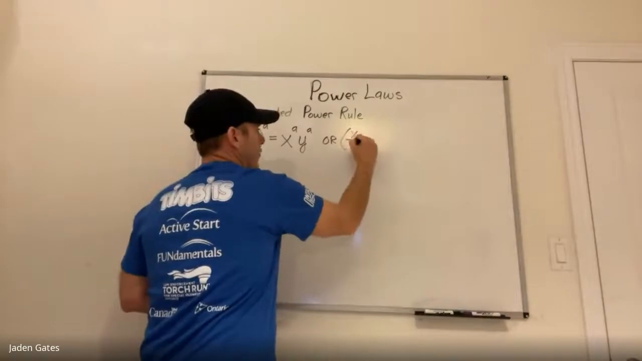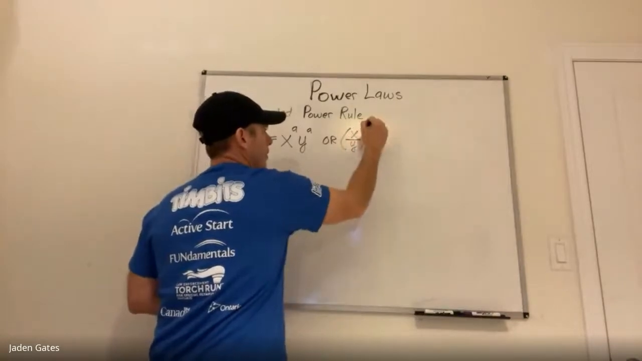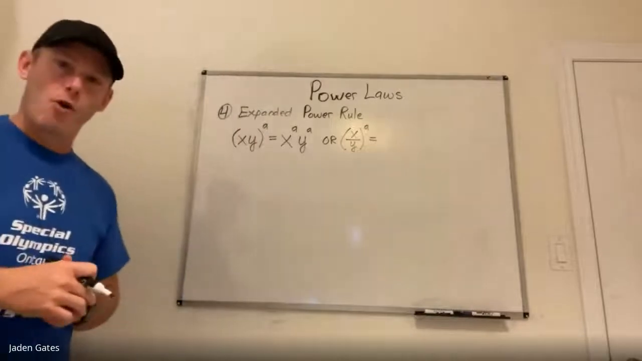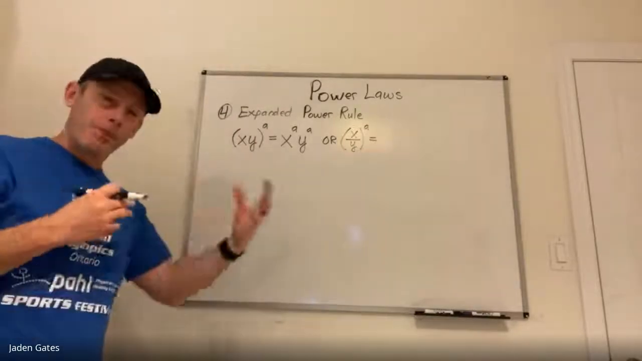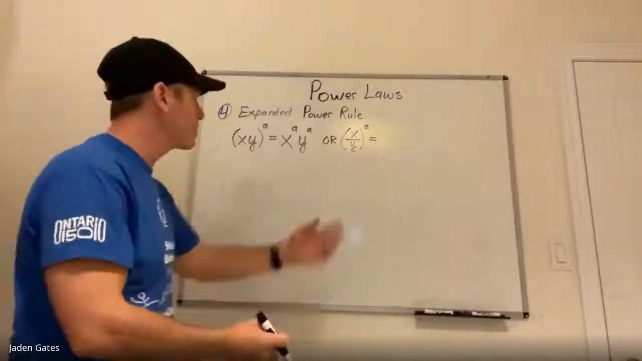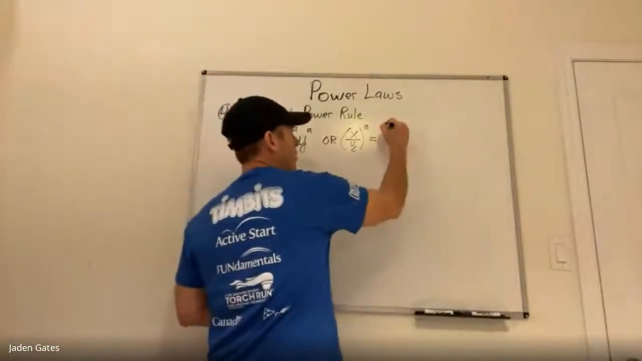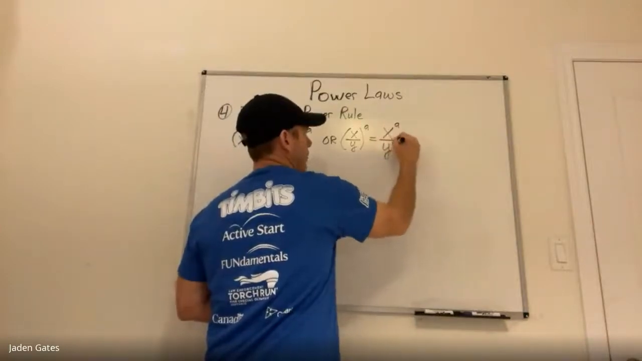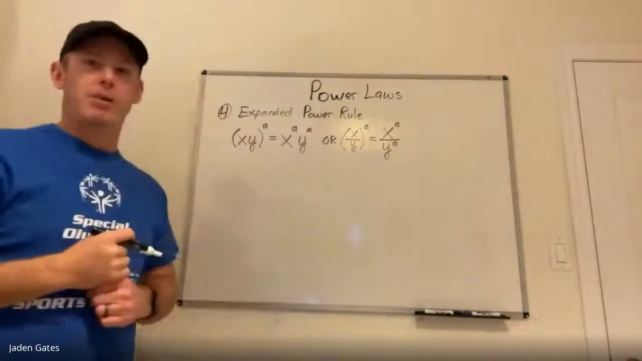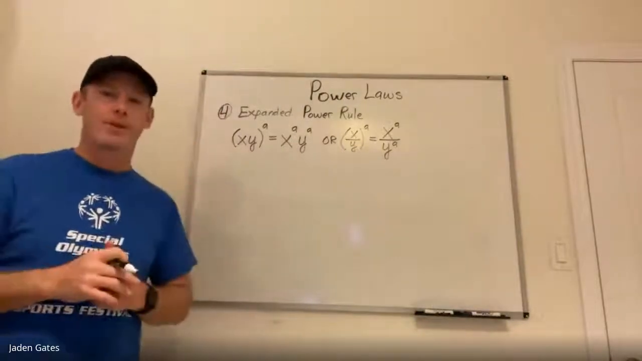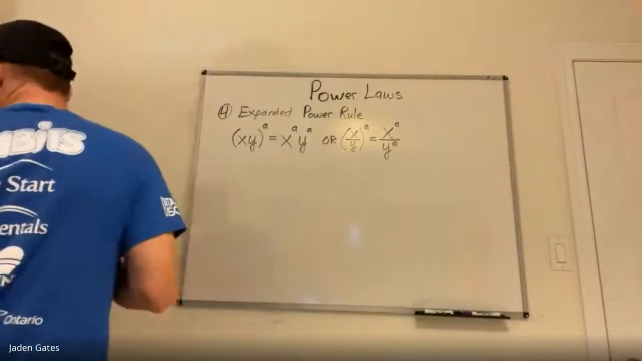Same idea if we have division. So say we have a fraction inside for our base. But again, two things are inside the brackets, so the exponent is going to be applied to both things. So I would have x to the power of a and y to the power of a. All right, so the exponent gets applied to everything in the brackets, whether it's in the numerator or denominator, it doesn't matter. All right, so let's try some examples here.